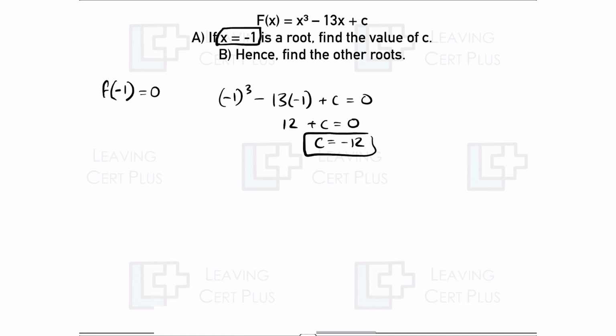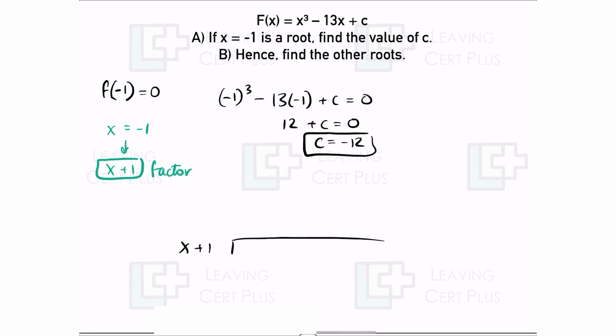So we've solved the value for c now, so we can do the long division using x plus 1 as a factor, because x is equal to minus 1 is a root, so therefore x plus 1 is your factor. So let's divide that into our f of x function. So x plus 1 divided into our function, which is x cubed. Now notice this is an x cubed where we don't have an x squared. So I'm going to sub in my plus 0 x squared. Remember we learned that a couple of lessons ago. Then continue on with your negative 13x and your c, which we found to be minus 12.